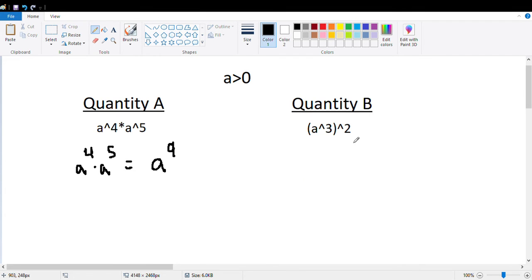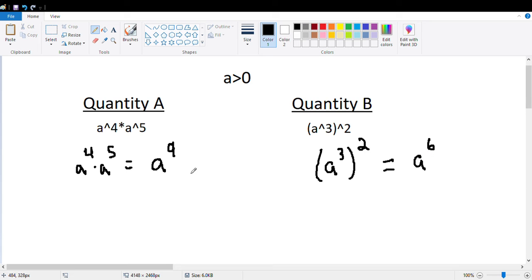And then on the other side, we have a to the third power, everything raised to the second power. Here the rule is that whenever you have a base raised to some power and the entire thing raised to another power, you can multiply the two exponents. So this becomes a to the sixth power.